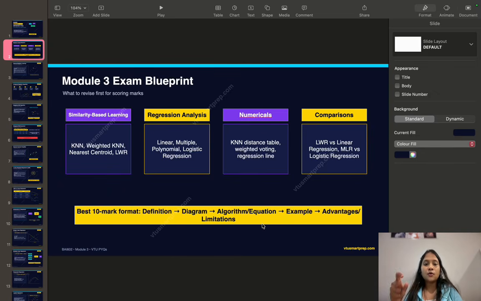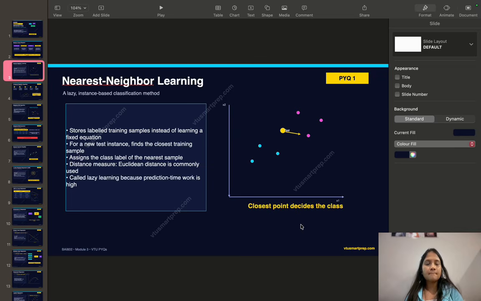Okay, so this is the flow of writing for 10 marks, because many students get confused. They will just say explain the KNN based algorithm, and many students don't understand what to mention for 10 marks. So they can just follow this format to explain the answer. So first question is explain the nearest neighbor learning.